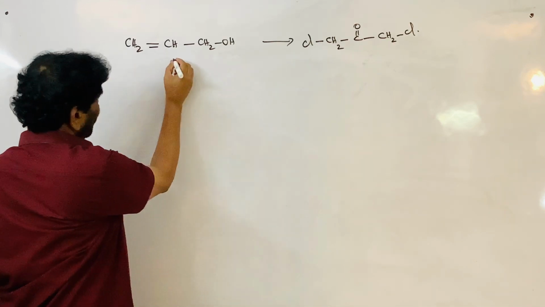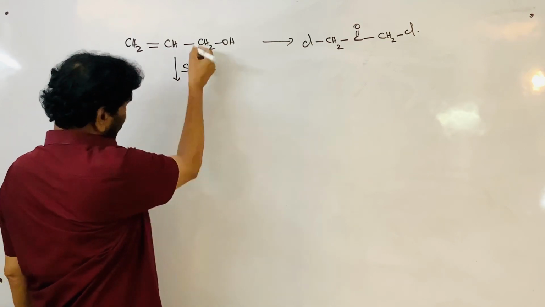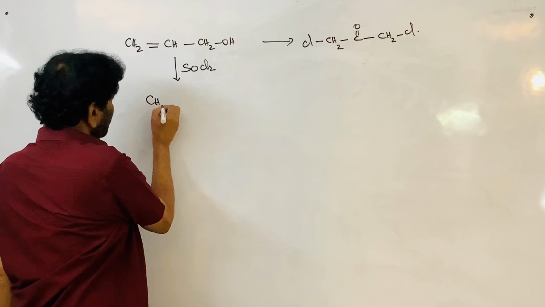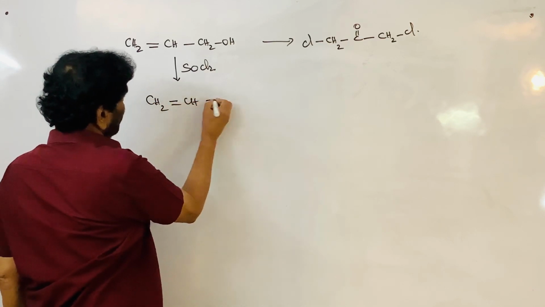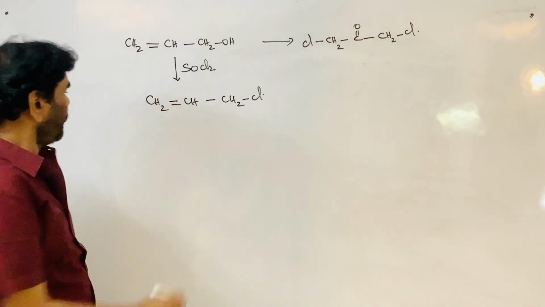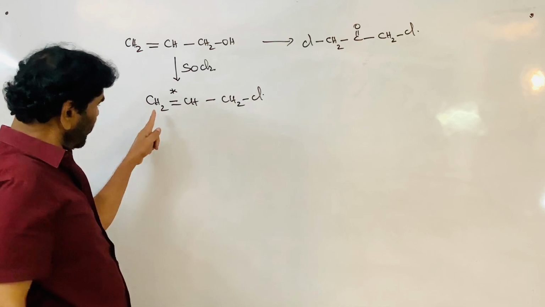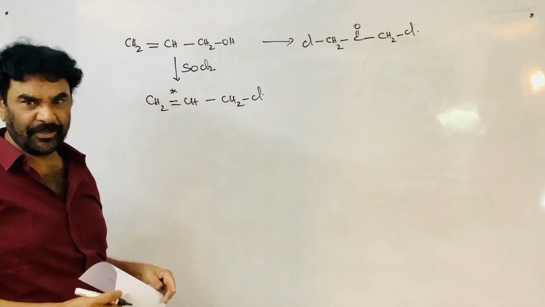Let us see. The route is SOCl2, thionyl chloride, Darzens' reagent, CH2Cl, very simple. This is the carbon-carbon double bond through which we can introduce the Cl and OH.